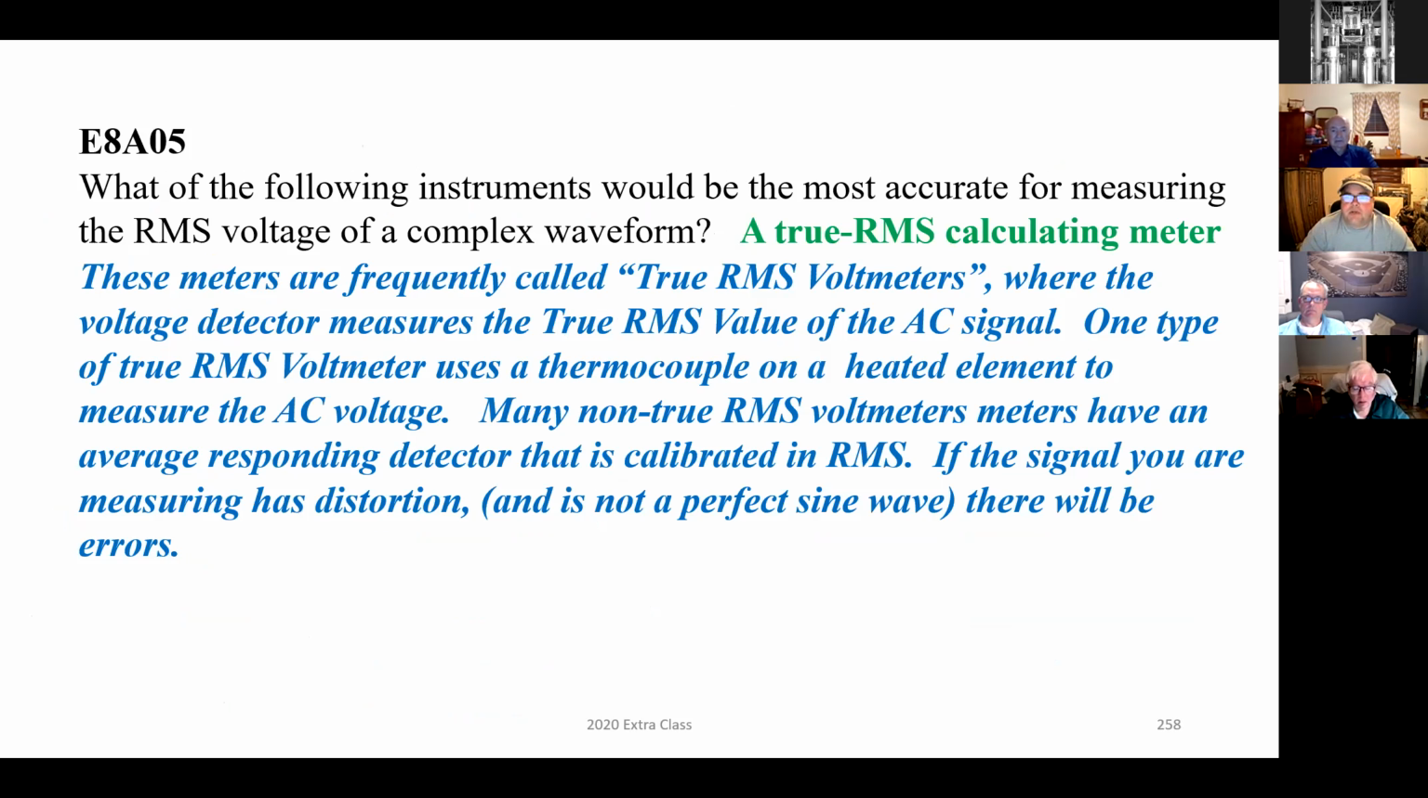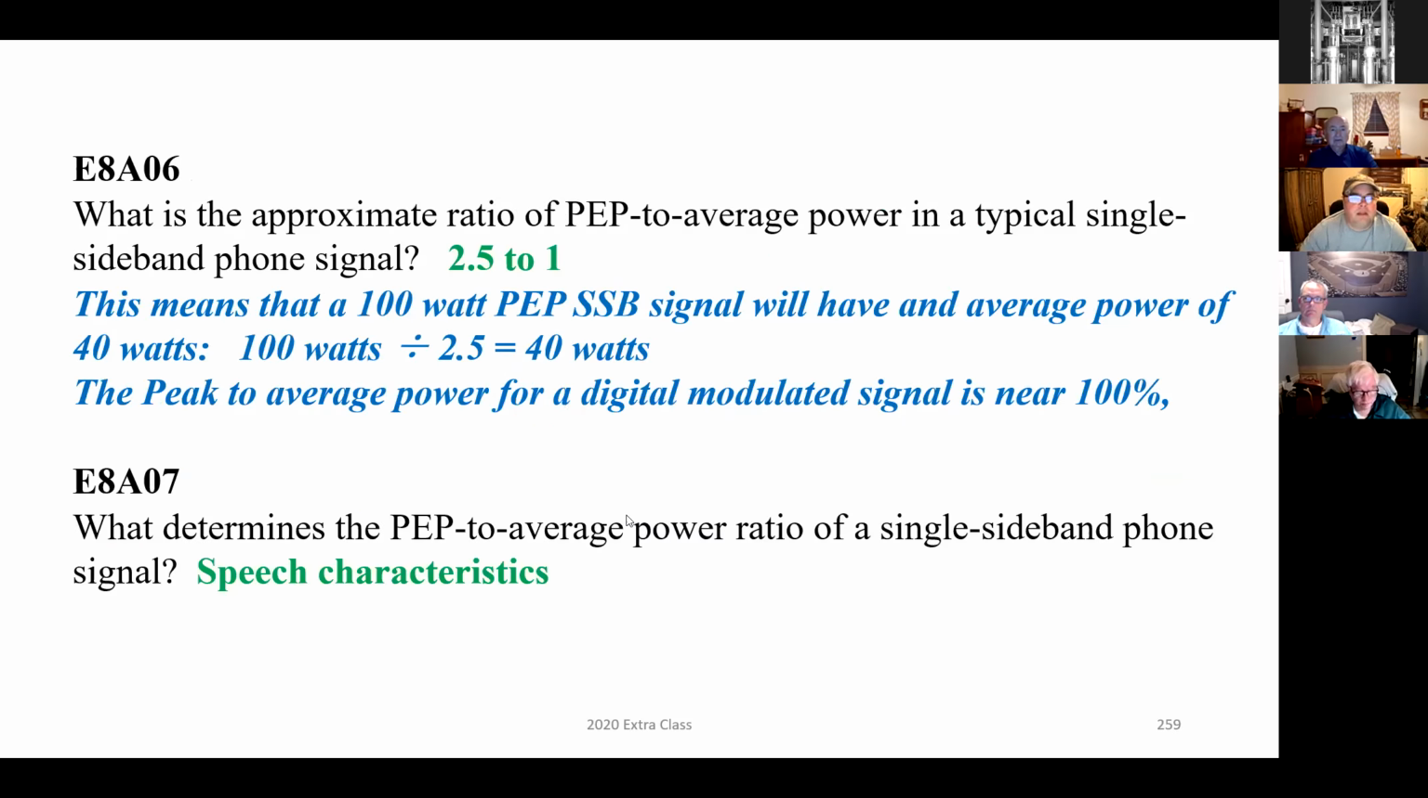What of the following instruments would be the most accurate for measuring the RMS voltage of a complex waveform? It would be a true RMS calculating meter. What is the approximate ratio of PEP to average power in a typical single sideband phone signal? That's 2.5 to 1. What determines the PEP to average power ratio of a single sideband phone signal? And that would be speech characteristics.